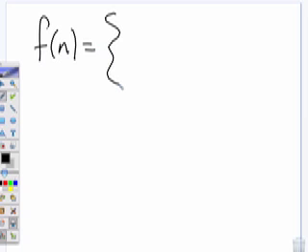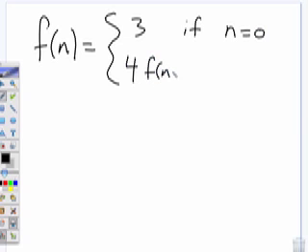On the third one, it was f of n equals, started off, what was the first output? Say it again? 3. Okay, so 3 if n equals 0, and then it was 4 times f of n minus 1 minus 6. And it's greater than 0.